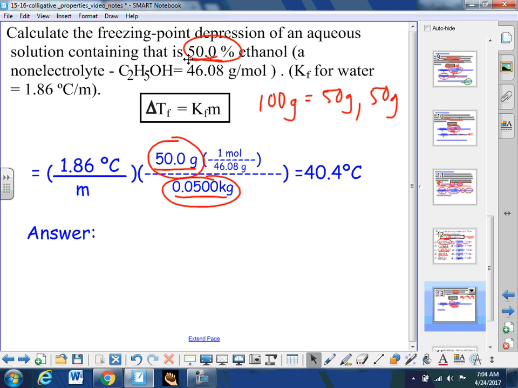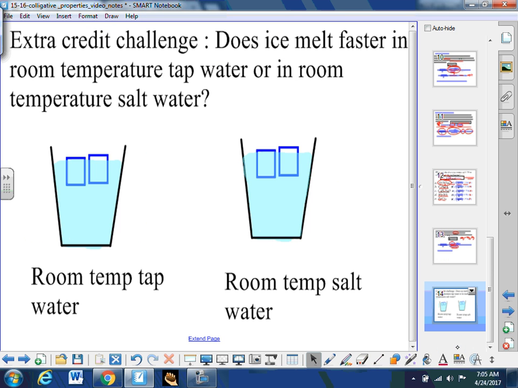40.4 is going to be my freezing point depression. And my final answer then is it's going to make the freezing point go down by 40.4, or be a negative 40.4 degrees Celsius. And if you want an extra credit challenge, answer this question.